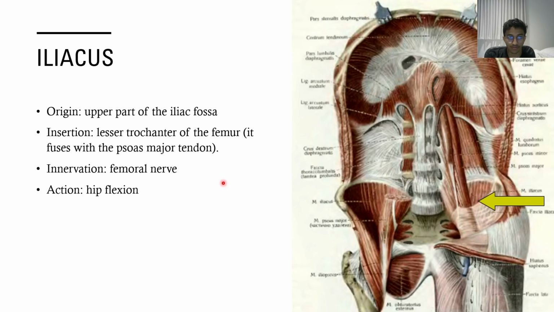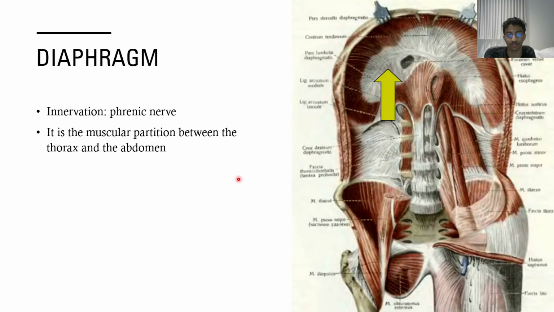Now for our third muscle, the iliacus muscle, its origin is the upper part of the iliac fossa of the ilium bone, sorry. It inserts at the lesser trochanter of the femur, like we said. It fuses with the tendon of psoas major and they both travel and attach at the lesser trochanter of the femur. It's innervated by the femoral nerve and its main action is hip flexion.